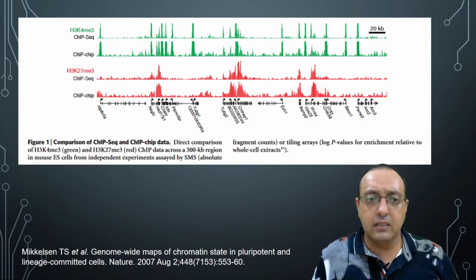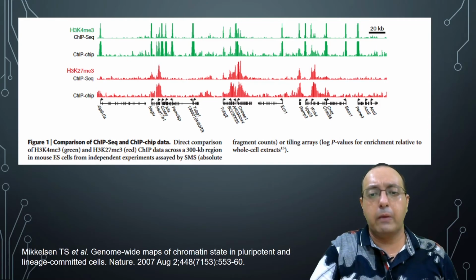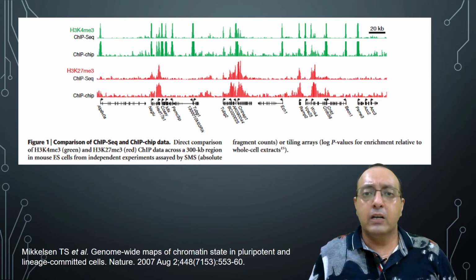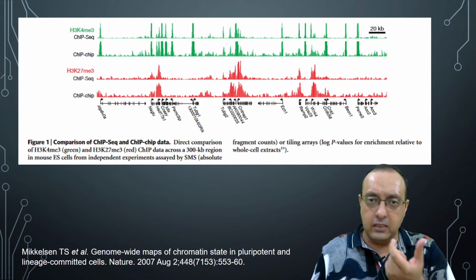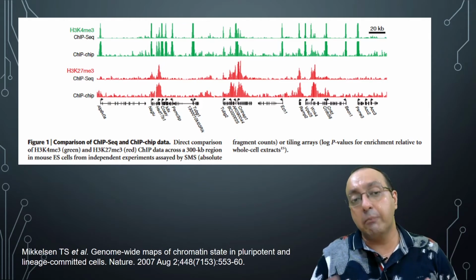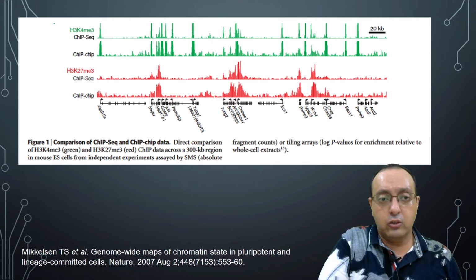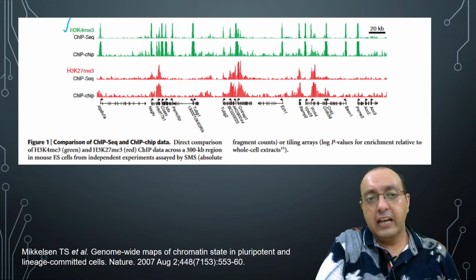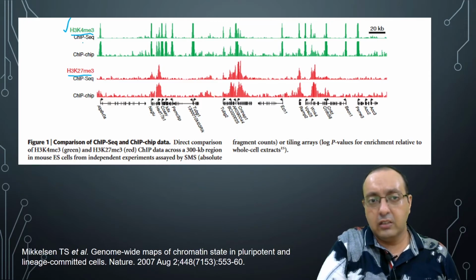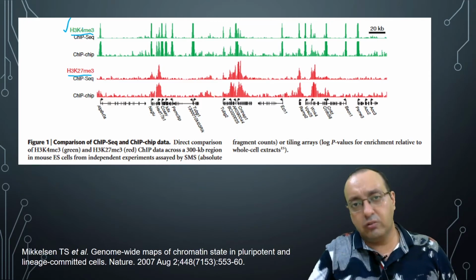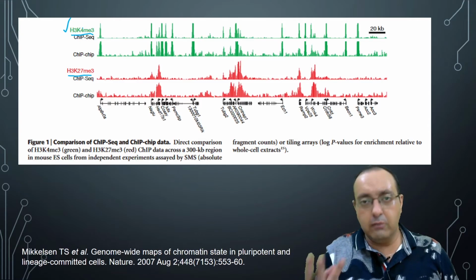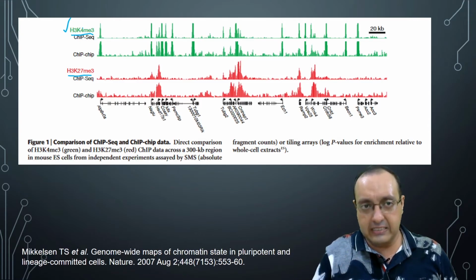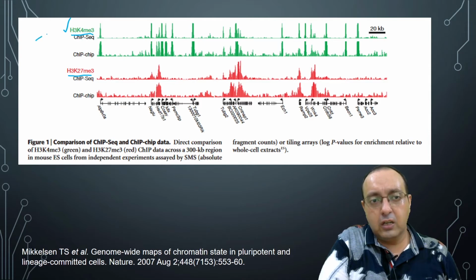Here is another example from a paper where they were looking at genome-wide maps of chromatin state in the pluripotent cells and the lineage committed cells. So here they are looking at two histone modifications, H3K4 trimethylation and H3K27 trimethylation. H3K4 means histone 3, lysine 4, and 3 methyl groups are added to the 4th lysine. And this is deposited by the trithorax group of proteins involved in gene activation.